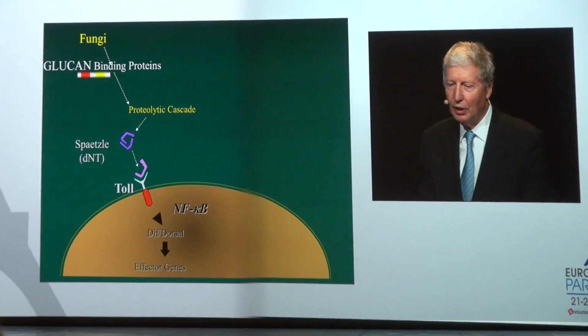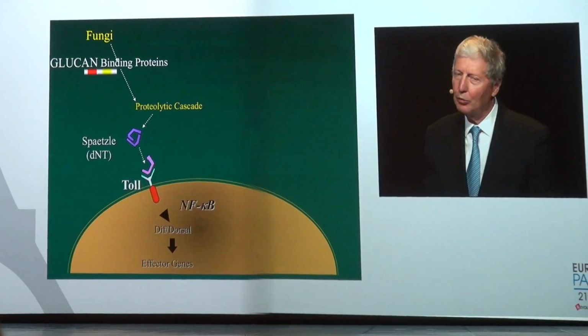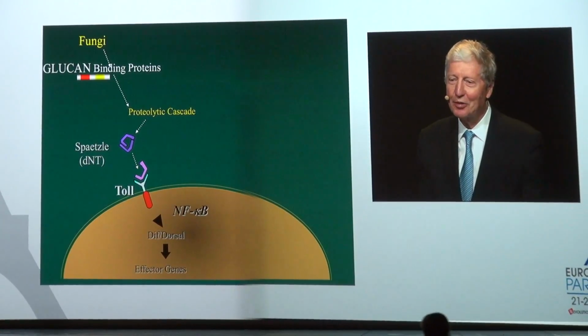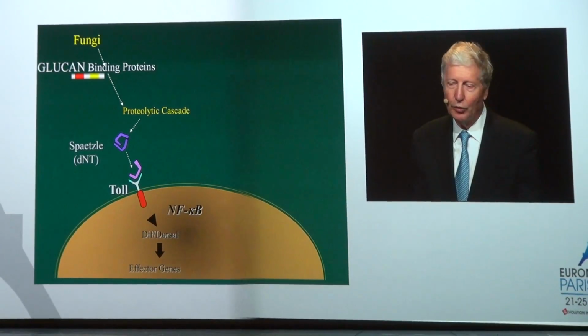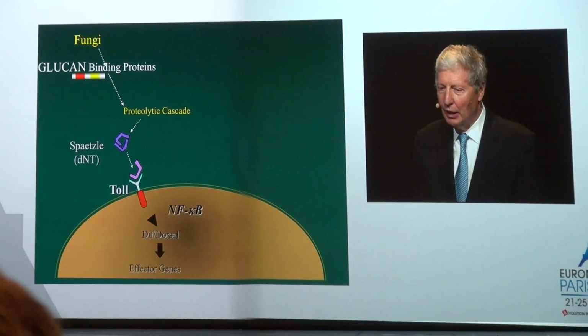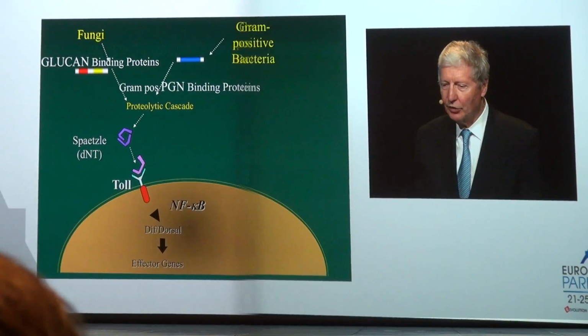identified by Mr. Fuller. Now we know that Spätzle, that is a totally different opening now, is a neurotrophic, is involved in development. Now, activation of Toll and then effector genes.